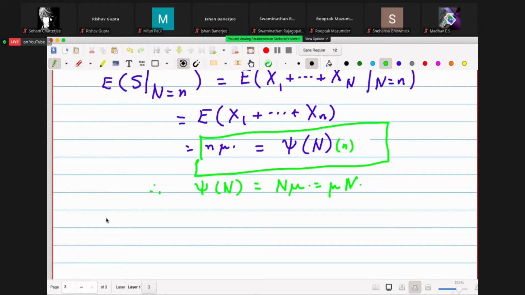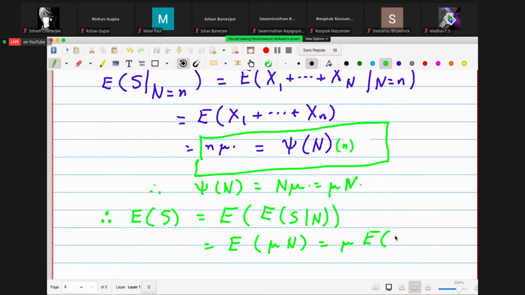Now, therefore, what is the expectation of S? Now you apply this. The expectation of S is the expectation of the expectation of S given N, and that's equal to the expectation of mu N. That's equal to mu times the expectation of N.